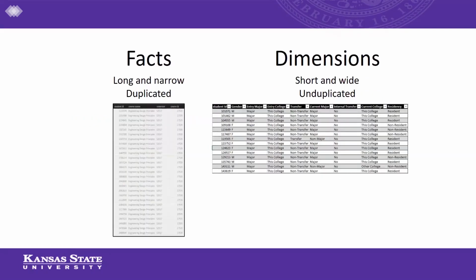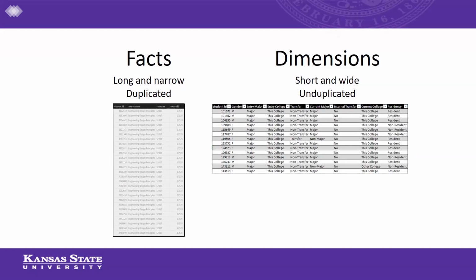Fact tables and dimension tables have some tendencies. A fact table tends to be long, narrow, and duplicated, in our case duplicated by student. So you might see the same student over and over again to show the student, the question, and their response to that question. Whereas a dimension table would be short, wide, and unduplicated. In this case, you might have one row indicating the student's information.